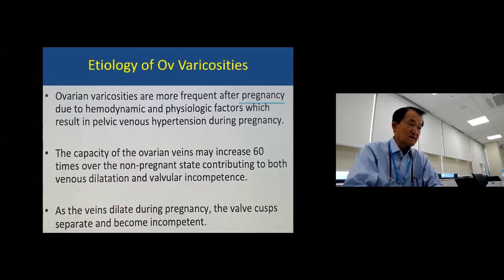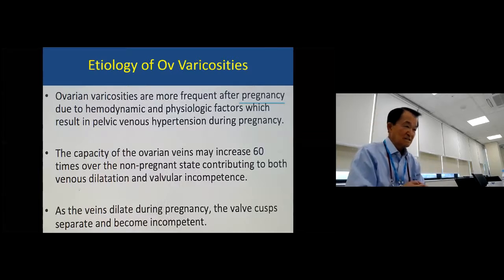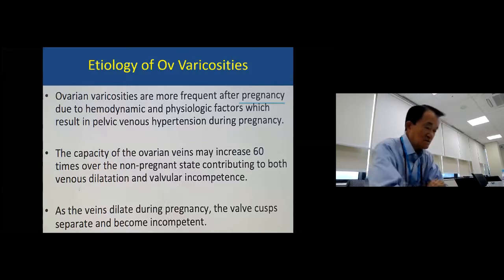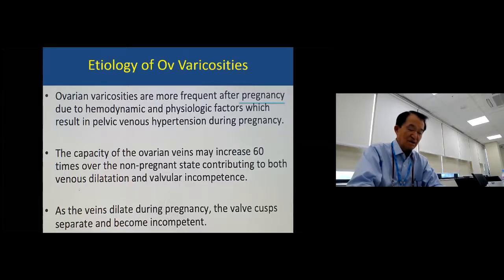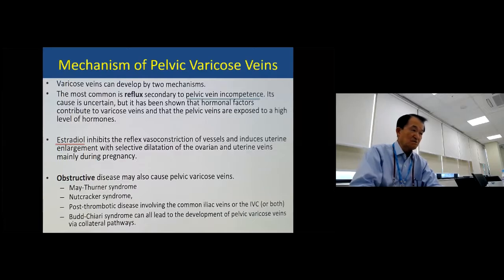So ovarian varicosity is often frequent after pregnancy. Everything is dilated by pressure, but it slowly recovers, usually in 3 months. But if it's not, that's a problem, and it often makes a thrombosis there. So there's a vascular vein incompetence.